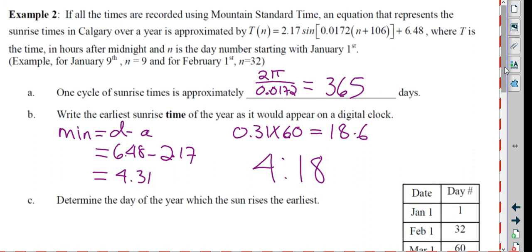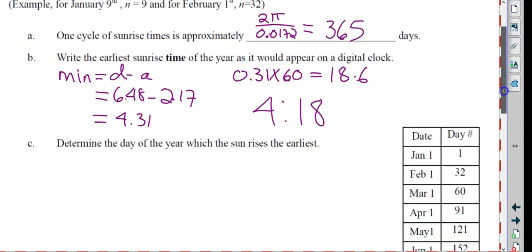So what do we need this to be? Think. What do we want the sine of blah to be? -1, right? Because the earliest is going to happen when the sine is at its lowest, right? The sun also rises.